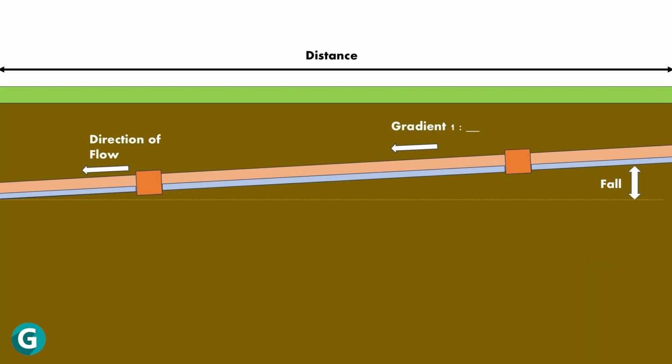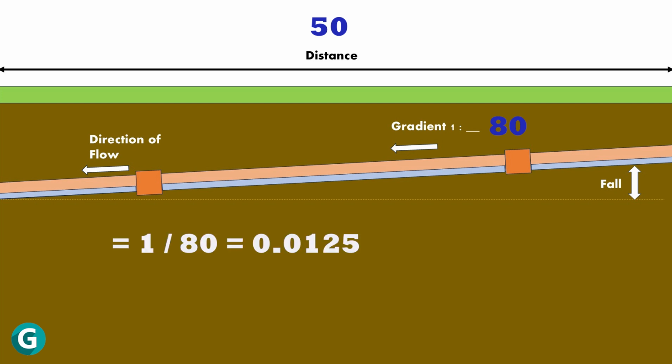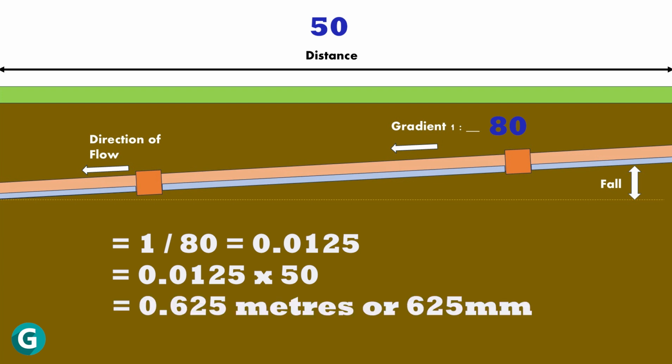For example, calculate the fall in a 50 metre section of foul water pipe if the gradient is to be 1 in 80. Firstly, convert the gradient of 1 in 80 to a number instead of a ratio. Therefore, 1 divided by 80 equals 0.0125. The fall then equals 0.0125 times 50 metres, and the fall is 0.625 metres or 625 millimetres.